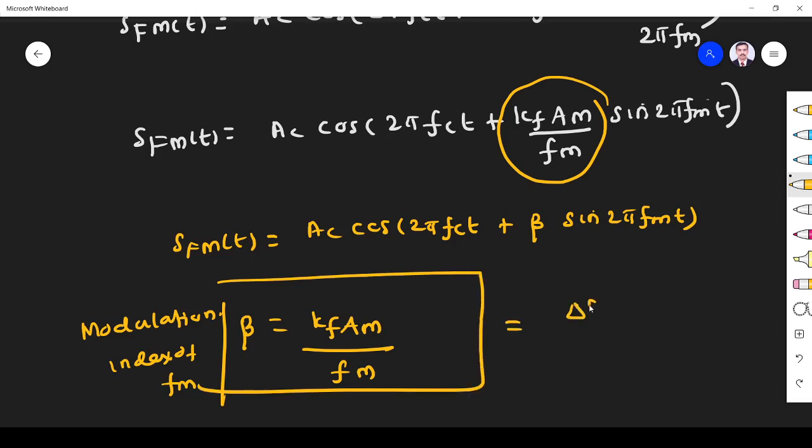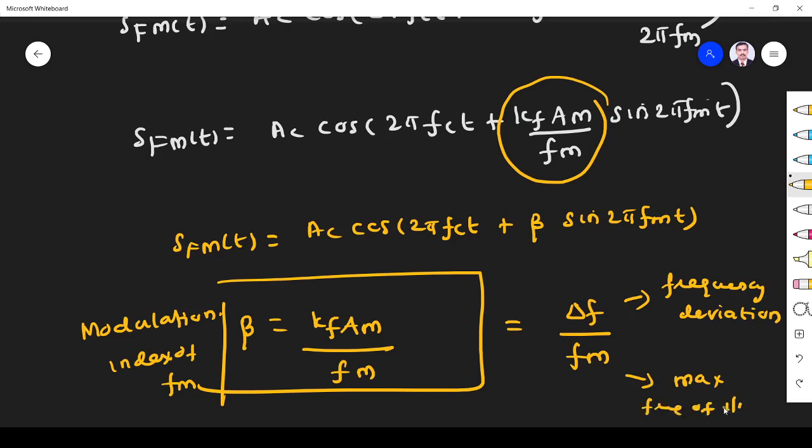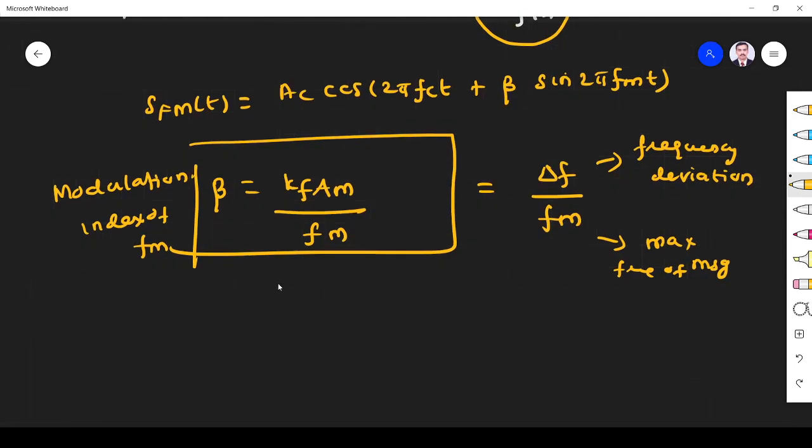Kf am, I write as del f by fm. Del f is nothing but the frequency deviation, right? Fm is the maximum frequency of the message. Your message may have many frequency components, so we have to take the maximum frequency of the message. This is the modulation index of an FM wave.